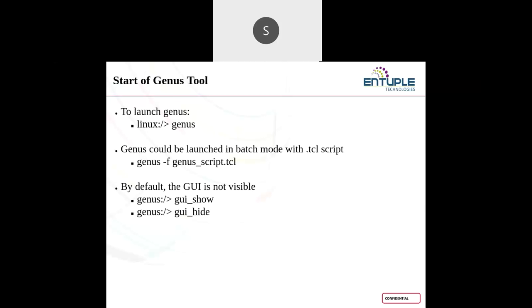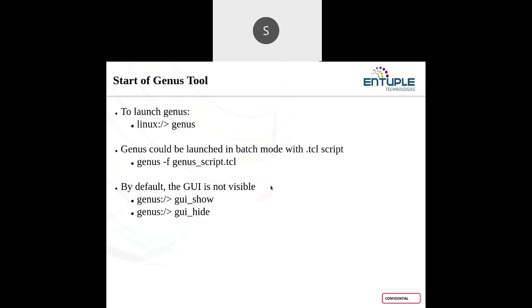So to start off, if you are already familiar with writing the script, then you can make use of the command genus space -f space, and then you can just give the script name. Here I have taken genus_script. Again, you can just change the name also, but the file extension should be .tcl. To invoke the Genus tool, you just give the command genus and it will invoke the tool. It will take you to the terminal where you are able to see the Genus prompt.